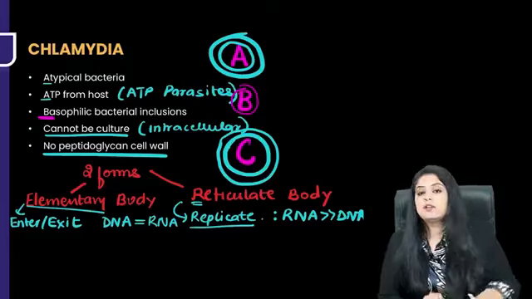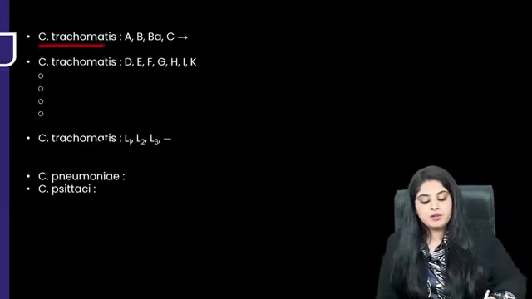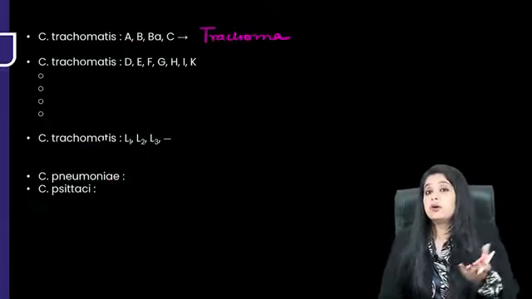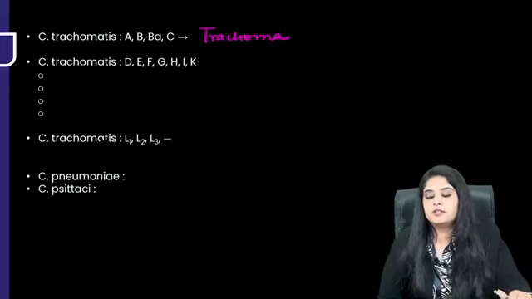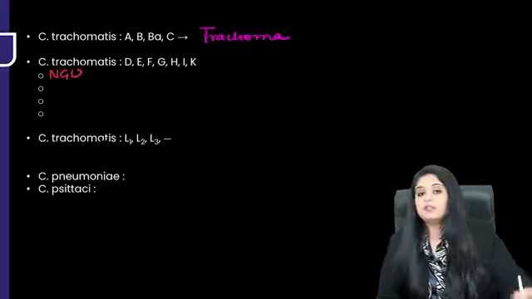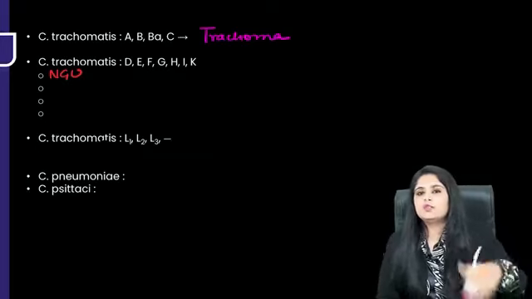Done. Now how many types of chlamydia do we have? Chlamydia trachomatis A, B, B, A, C. This, you all know. Chlamydia trachomatis A, B, B, A, C causes trachoma, the most common infectious cause of blindness in our country, right? Whereas after C, let's go, D, E, F, G, H, I, K. These are the ones which very commonly cause non-gonococcal urethritis. Non-gonococcal urethritis means there will be discharge.